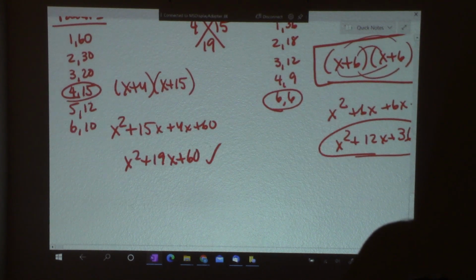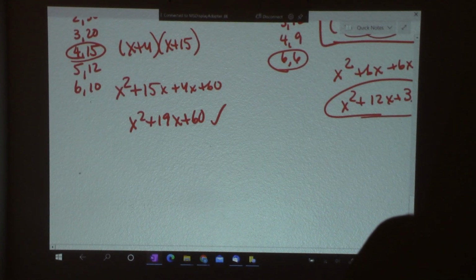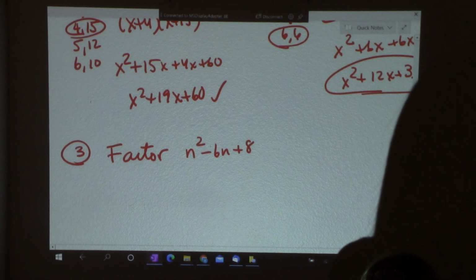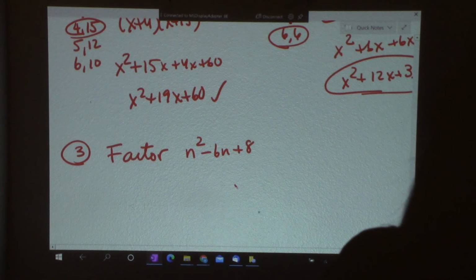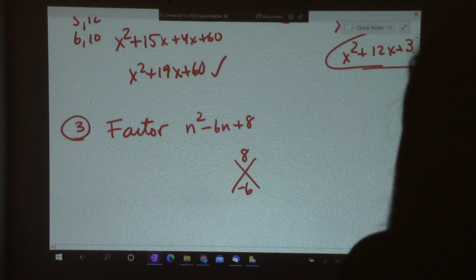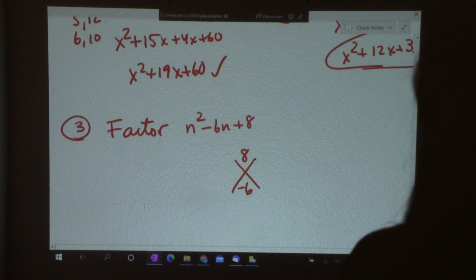Now let's try something that doesn't have all pluses. So let's factor n squared minus 6n plus 8. Okay? So we're going to make our magic x, what multiplies to be 8 and adds to be negative 6. See, it's nice to have an x like this because it gives us a little place to put everything and keep track of our answers and our possibilities. Okay?